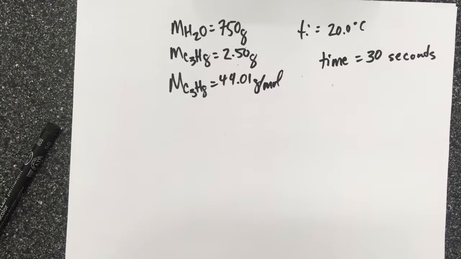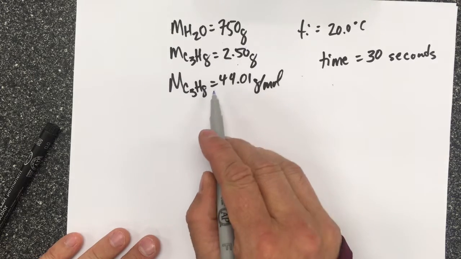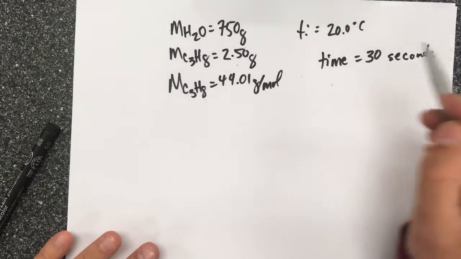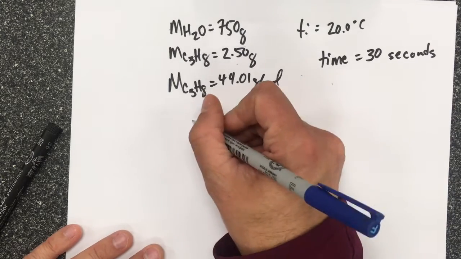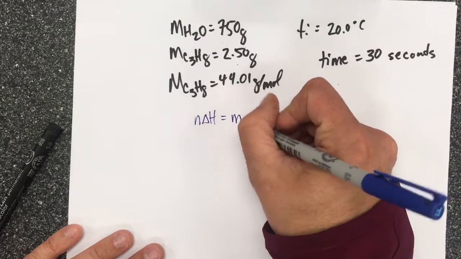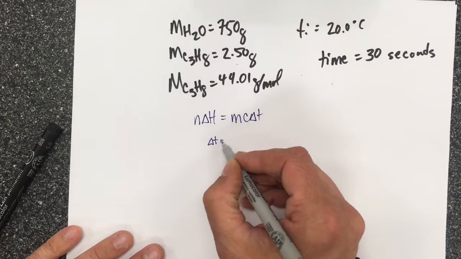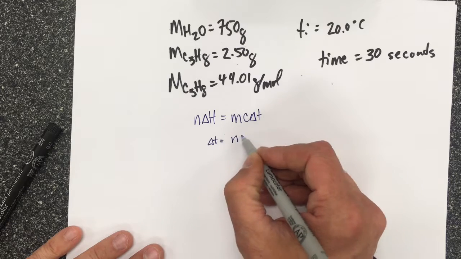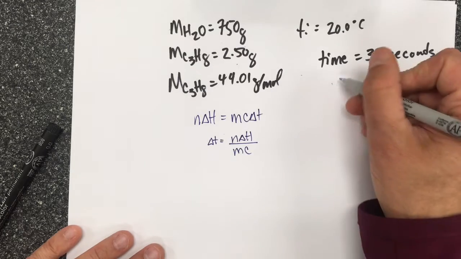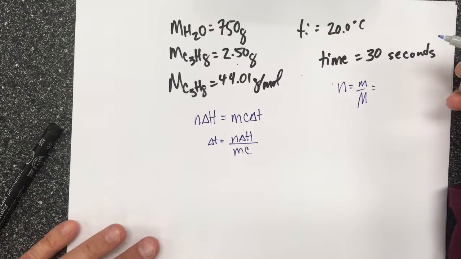Next question had said, if the mass of water in the aluminum calorimeter is 750 grams and you burn 2.50 grams and the temperature of the water starts out at 20 degrees Celsius, what is the final temperature? So the number of moles times the molar enthalpy is the Q value. Q is also equal to mc delta T. Well, if I wanted to solve for delta T, I would have the number of moles times the molar enthalpy divided by mc. Well, my n value is mass over molar mass of the propane that is burned.